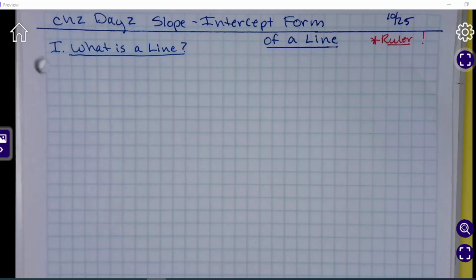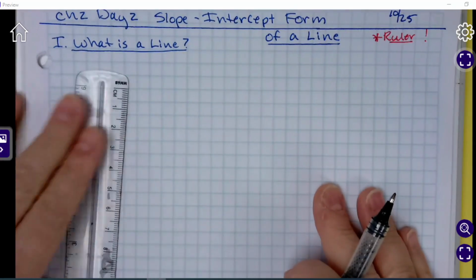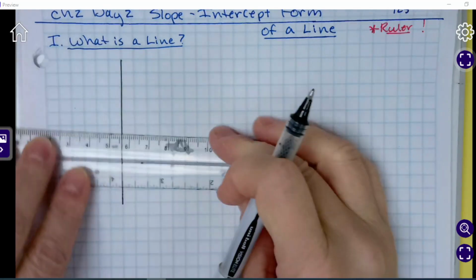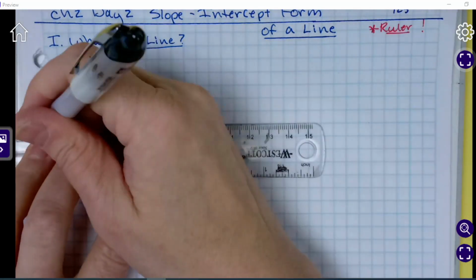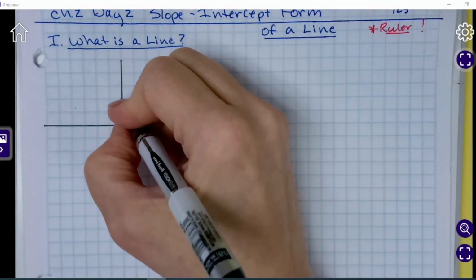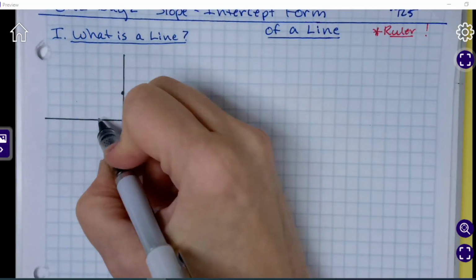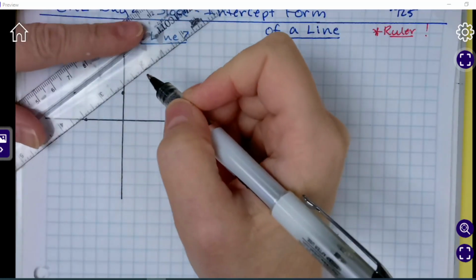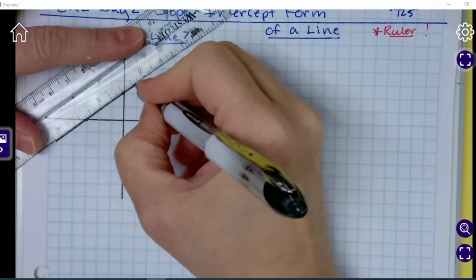Okay, so first thing we're going to talk about is what actually is a line. So using your straight edge, I want you to draw a little pair of axes. It does not need to be very big. And it's crossing at 3 and -3. And draw your line.